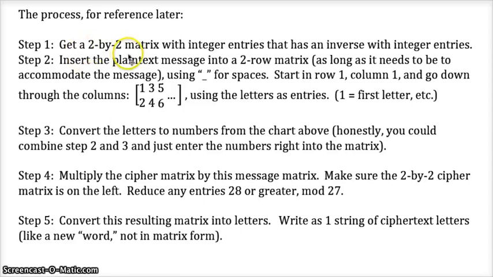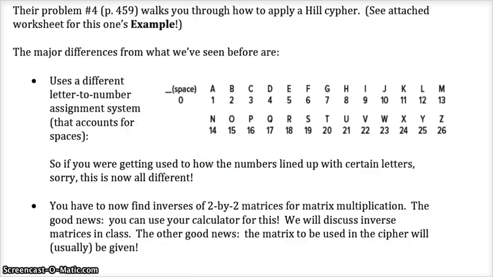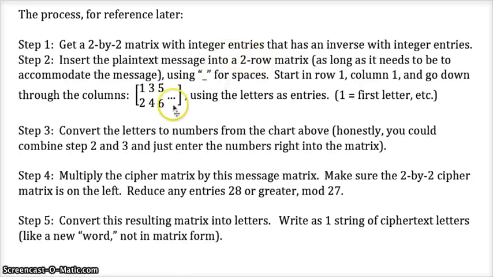Okay, so you get a 2 by 2 matrix that is going to have an inverse. It's made up of integers, and it has an inverse that has integers. That's easier than it sounds. And then you make your plain text message into numbers, using this new system with 0 as the space. Then put those numbers into a 2-row matrix. So it's going to look kind of like this, where the letters of the word go first letter, second letter, third letter, fourth letter, fifth letter, etc. If you have an extra letter, I think you put an X at the bottom. I think that's what happens. We'll see that at the end.